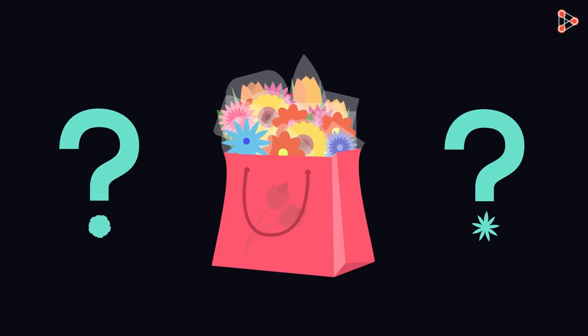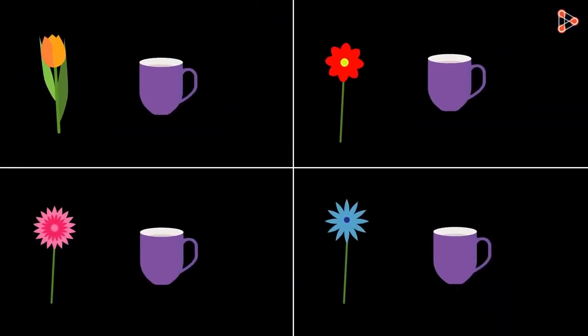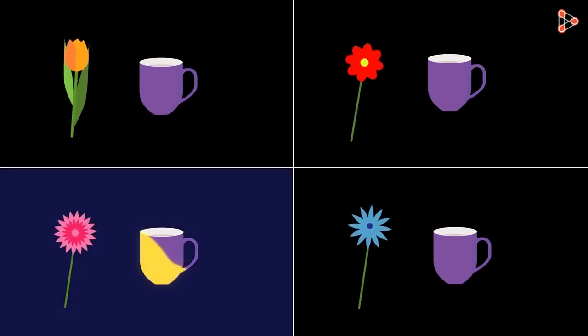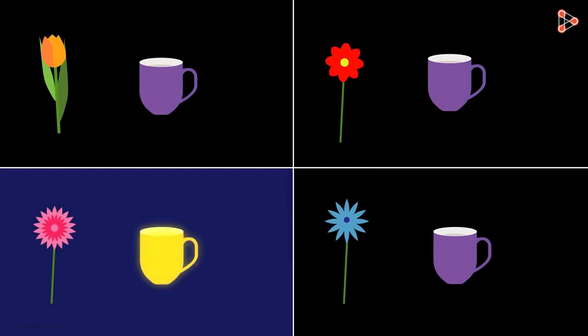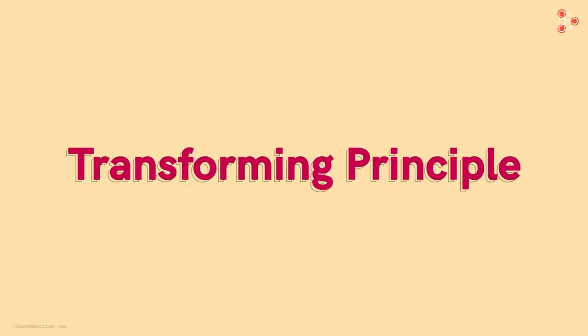Well, the only thing we can do is make all the flowers touch some object. Isn't that right? So examining every individual flower is the only option we have. The story was similar in the case of the transforming principle.